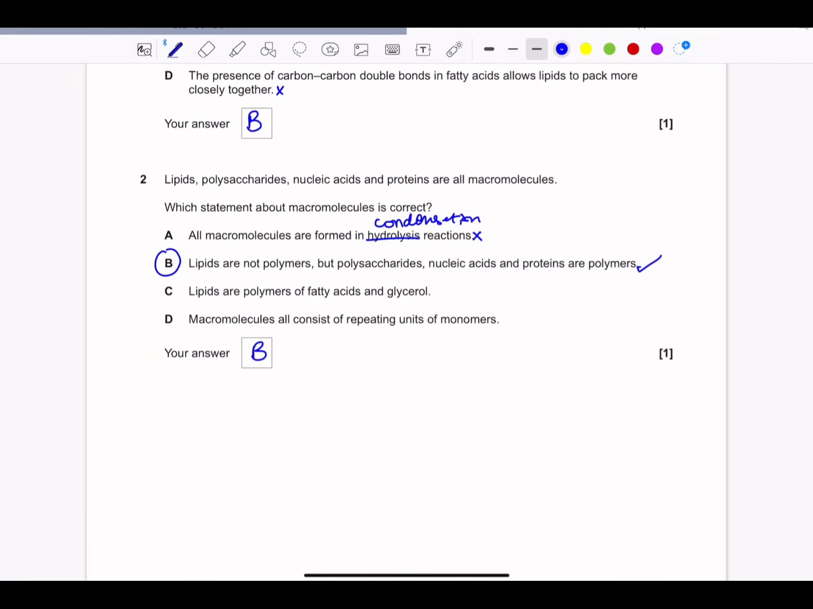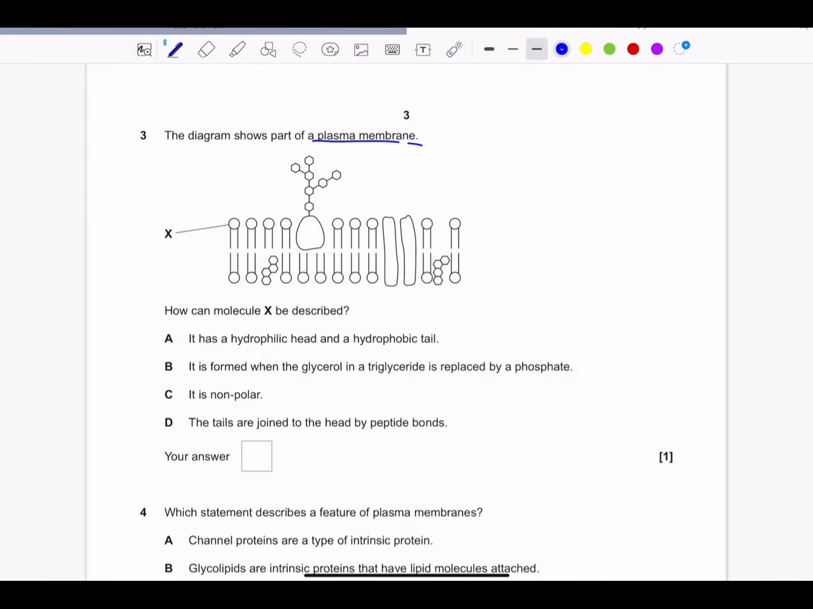C is not true because lipids are not polymers, and not all macromolecules contain repeating units of monomers because lipids are the exception. Question 3: the diagram shows part of a plasma membrane. How can molecule X be described? X looks to be a phospholipid, so it has a hydrophilic head and a hydrophobic tail. Yes, that is true. So the answer is A, but just to disregard the others, it's formed when glycerol and a triglyceride is replaced by a phosphate. Not true. It is when a fatty acid is replaced by a phosphate.